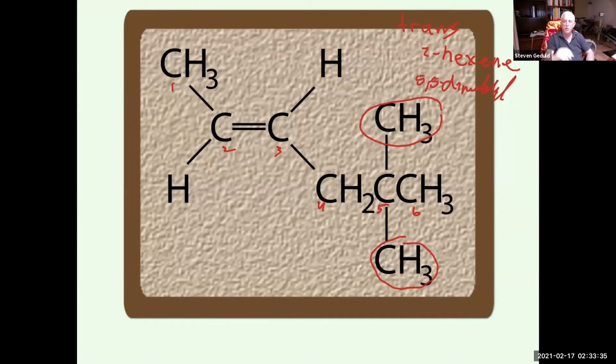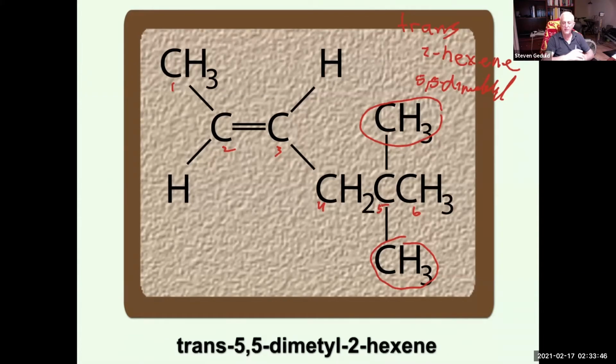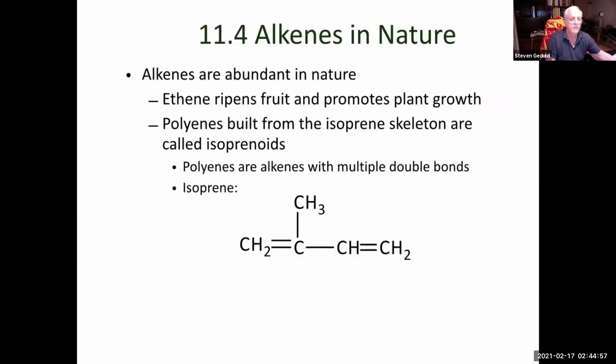So the name of this thing in total would be trans-5,5-dimethyl-2-hexene. Trans-5,5-dimethyl-2-hexene. All right, alkenes in nature.